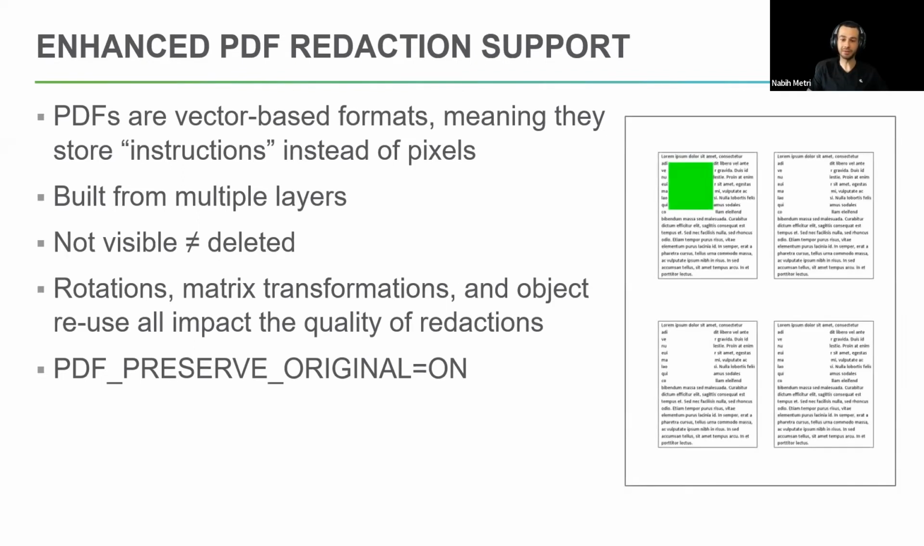This is an example of a different library that is not Document Filters that is redacting incorrectly. So the document is created using object reuse, and the library is applying the redaction to all of the objects, not just where the user placed the redaction. This is an example of Document Filters, where we will redact the PDF only where the user actually chose to have it redacted. This functionality is made available using the PDF Preserve Original option, with more information available in the documentation.